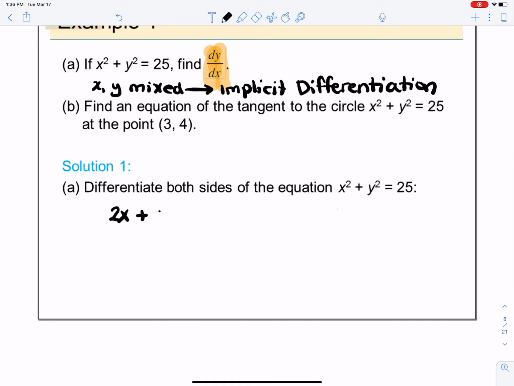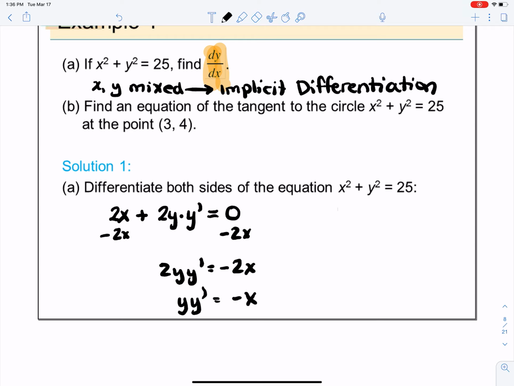The derivative of y squared is 2y, but because y is a function of x, we need to multiply by the derivative of y, which is y prime. The derivative of 25 is 0. We move the terms over, so subtract 2x from both sides. 2y y prime equals negative 2x. So y prime equals negative x, and I want to solve for y prime, so I'm going to divide both sides by y, and this is my expression.